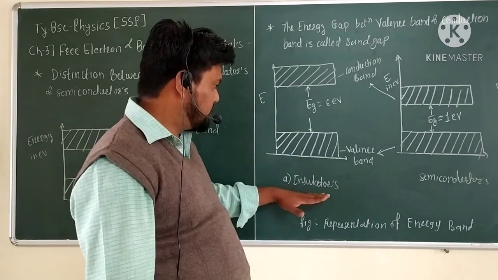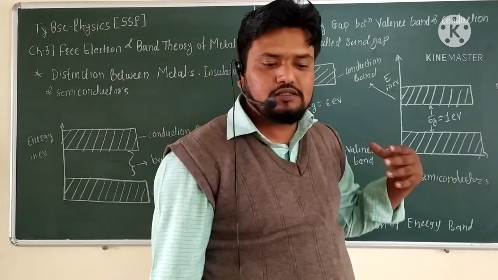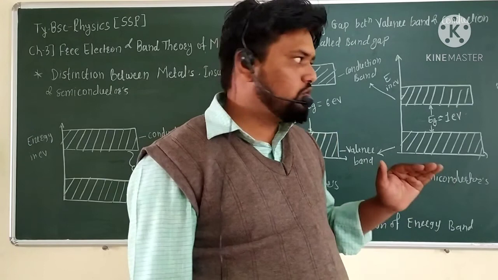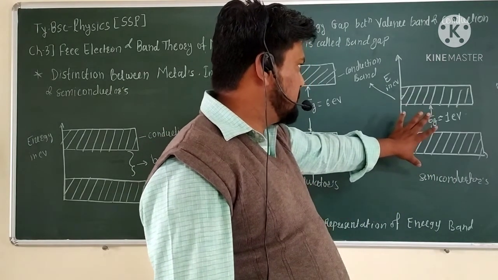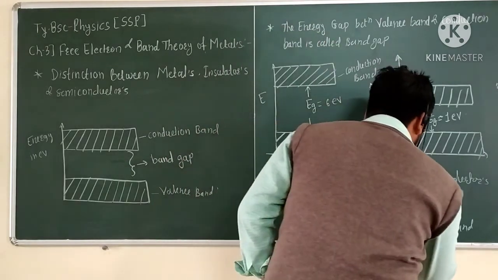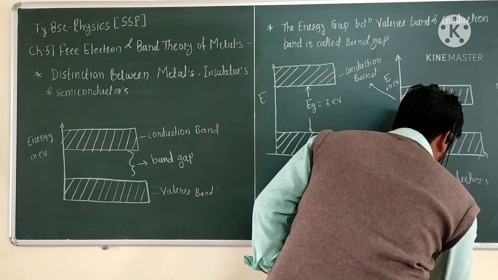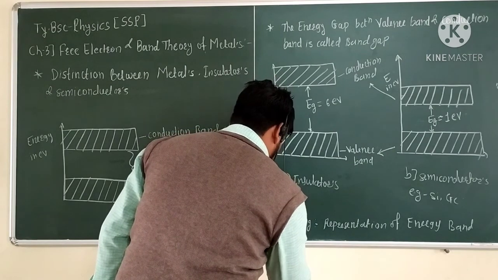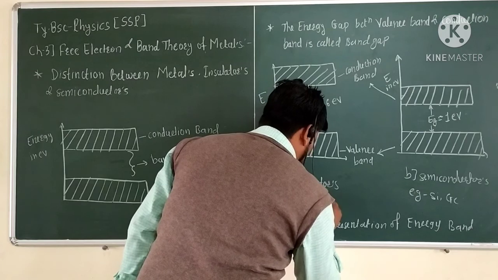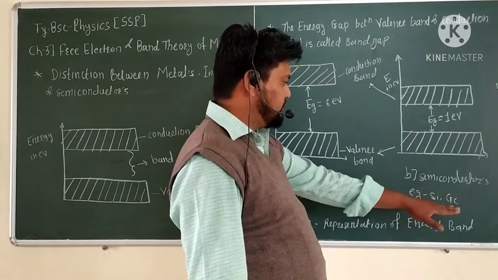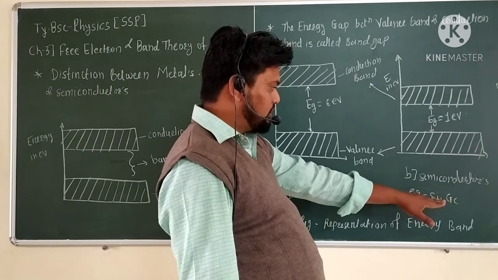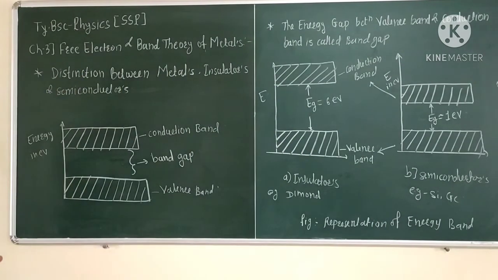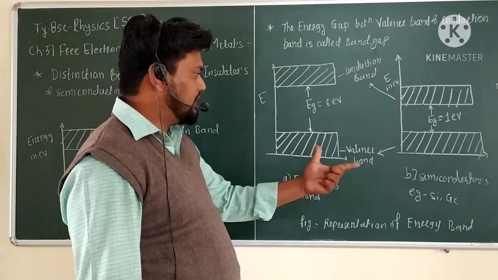Examples of insulators are diamond, aluminum oxide (Al2O3), etc. Examples of semiconductors are silicon and germanium. For example, the band gap value for silicon is about 0.3 electron volt and for germanium about 0.7 electron volt, which shows the distinction between insulator and semiconductor.